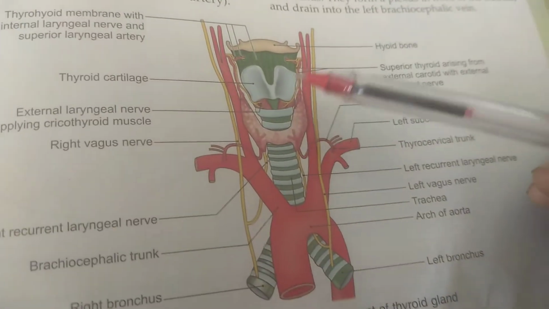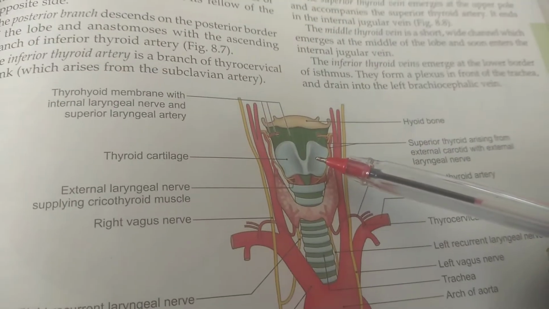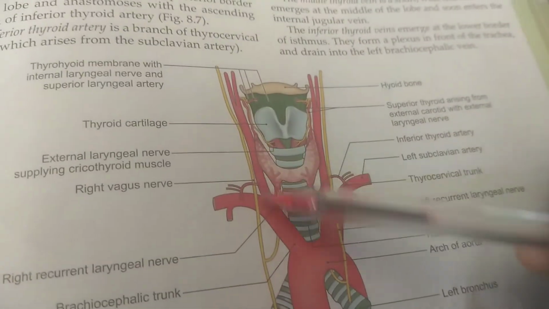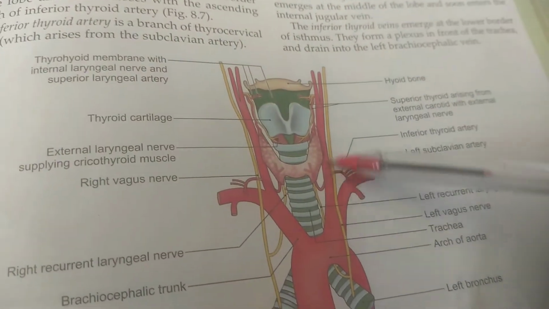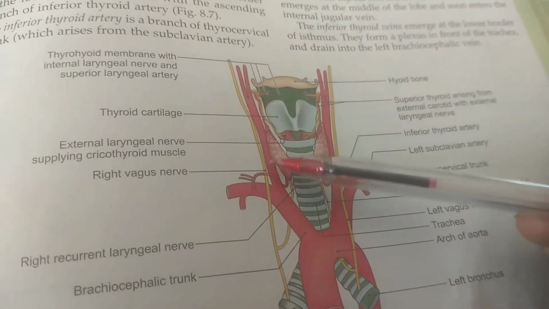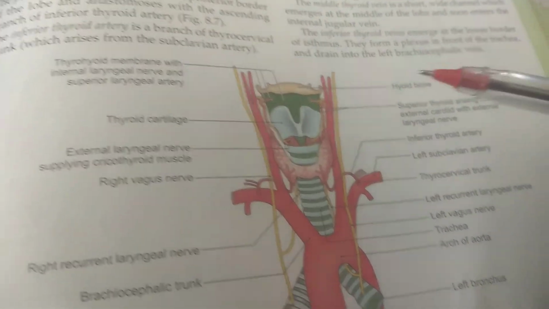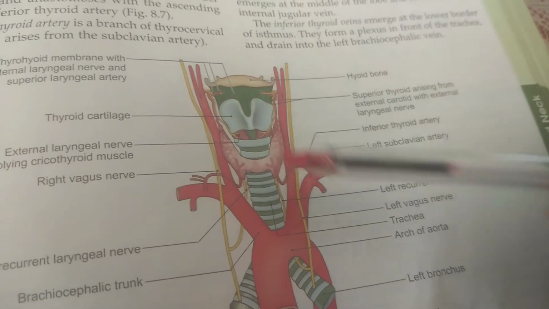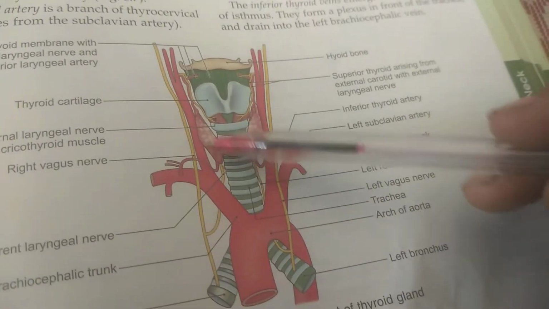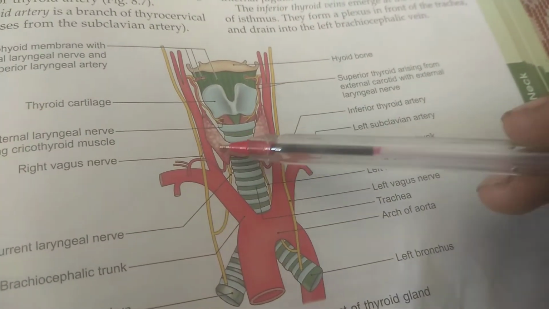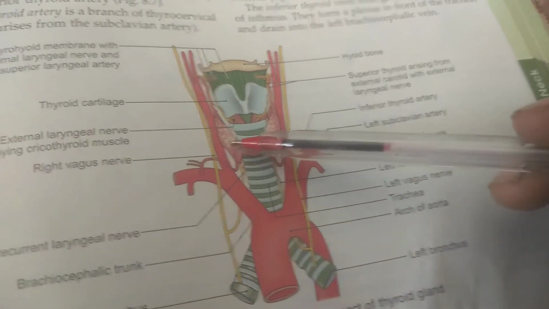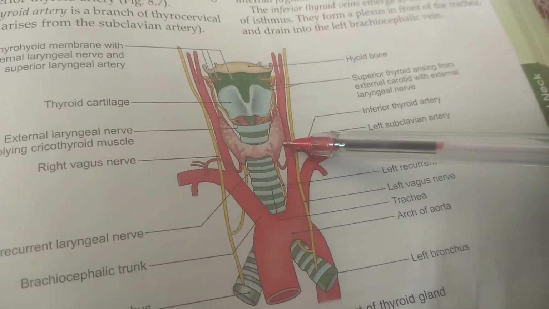This is the thyroid cartilage, okay, and these two arteries are going upwards. So this is the common carotid artery, okay. This common carotid artery is situated on the posterolateral surface. This is the thyroid gland, two lobes of thyroid gland.